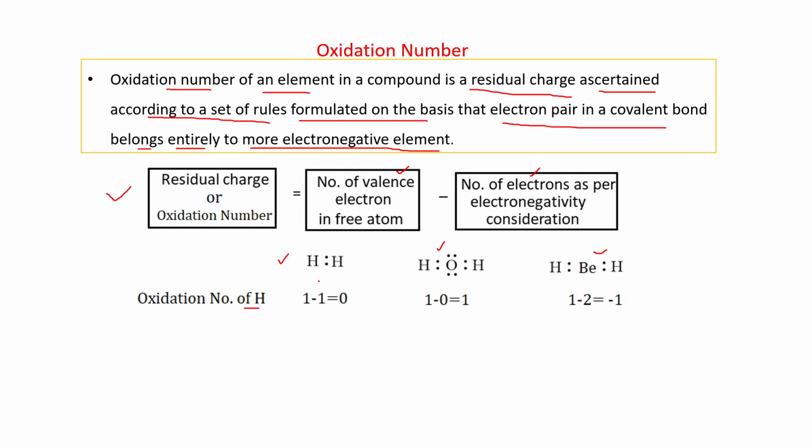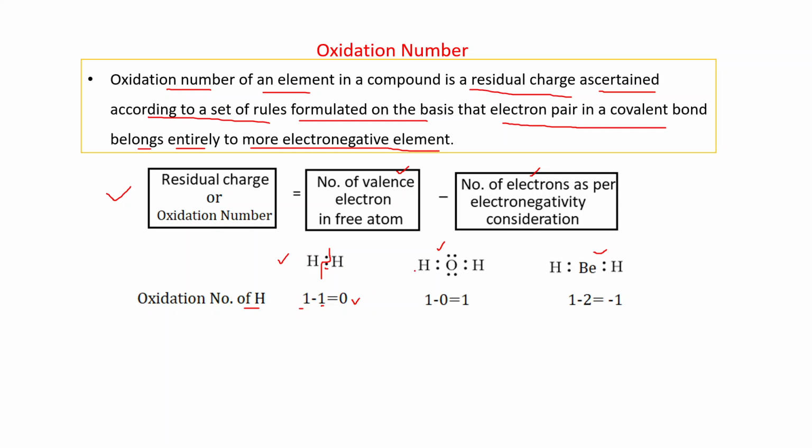Now, in these molecules, how many electrons can we count on the basis of electronegativity consideration? Let us see. There is one bonded pair of electrons in H2, and both hydrogen atoms have the same electronegativity, so these electrons are equally counted with each hydrogen atom. So in the free atom, hydrogen has 1 electron, and as per the electronegativity consideration, the number of electrons is also 1. So 1 minus 1 is equal to 0. So we can say the oxidation number of each hydrogen atom in H2 is 0.